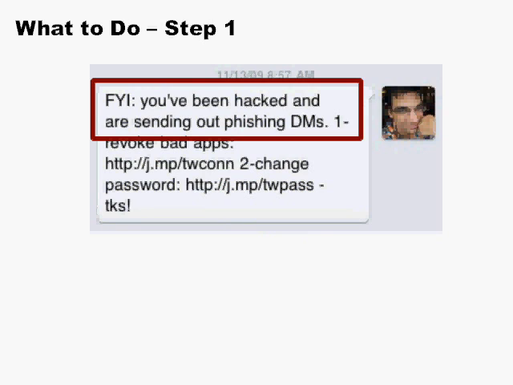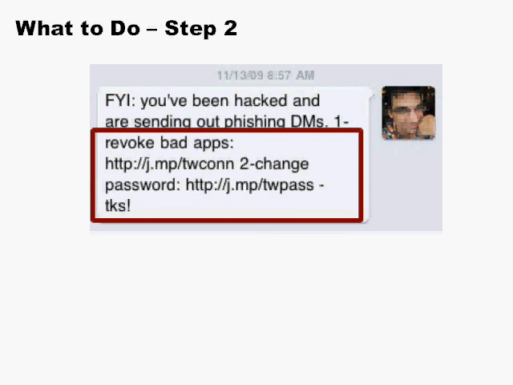And if you do get one of these direct messages, please inform the user that they've been hacked and that they're sending out phishing DMs. Then give them instructions on how to revoke those bad apps and how to disinfect themselves. First step, revoke the bad apps with that link there and change their password. This will effectively disinfect their account. These are the same links you should be clicking if you yourself get infected as well, of course. So that's what happens if you get one of these worms.